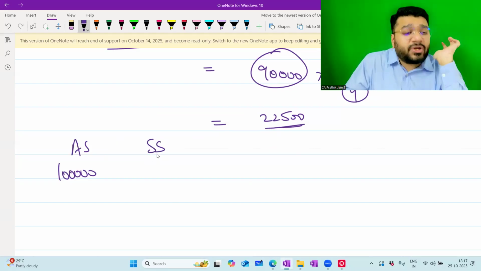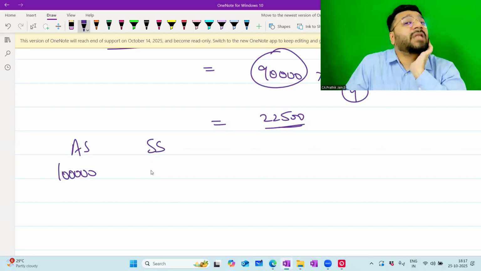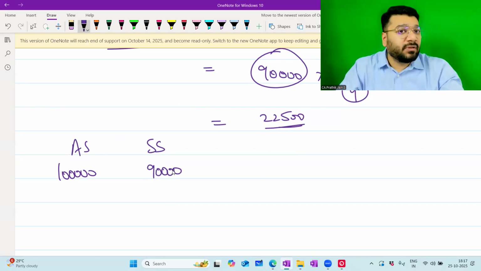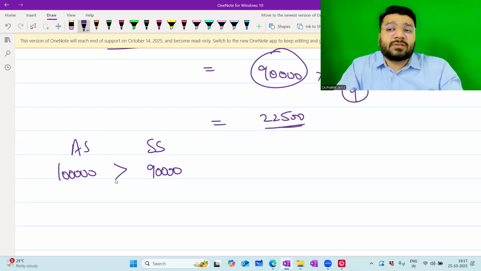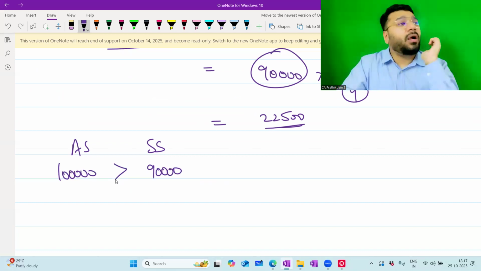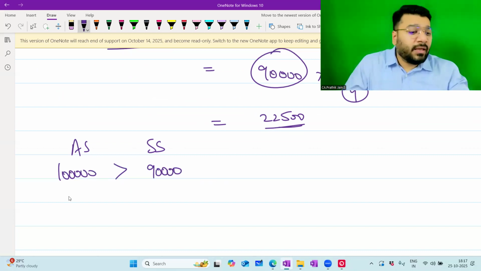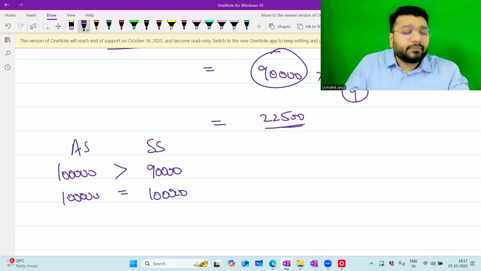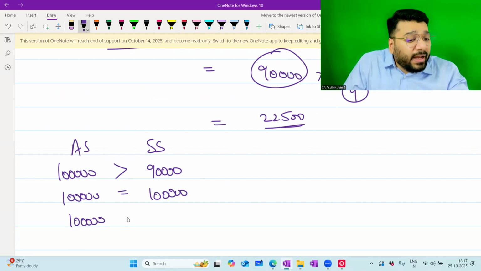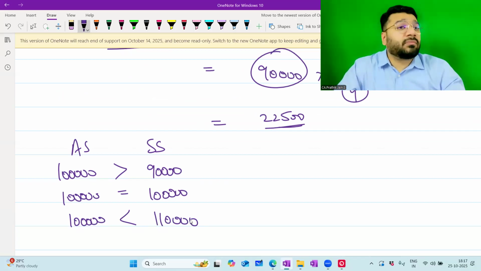How much is subscribed share? 90,000. I am talking about before bonus. As per law, can your authorized shares be more than subscribed shares? Authorized more, subscribed less. Allowed, not allowed? Allowed. Can authorized share be equal to subscribed share? Allowed. Can authorized share be 1 lakh and subscribed be more, 1,10,000? Is this allowed?